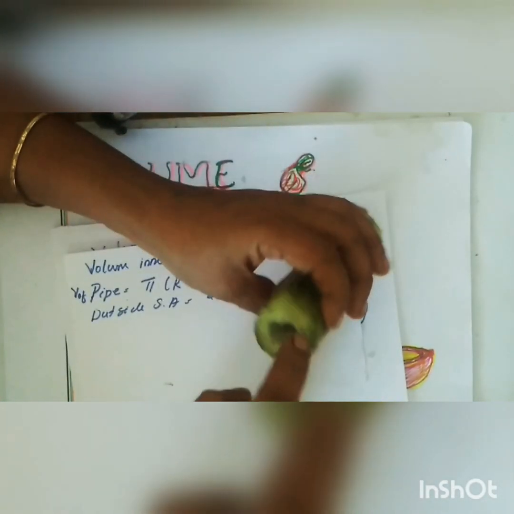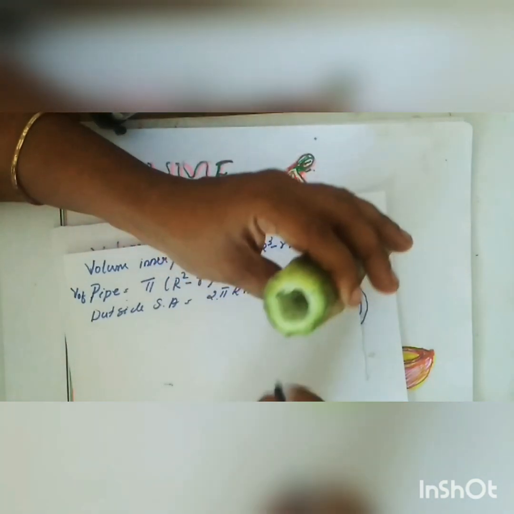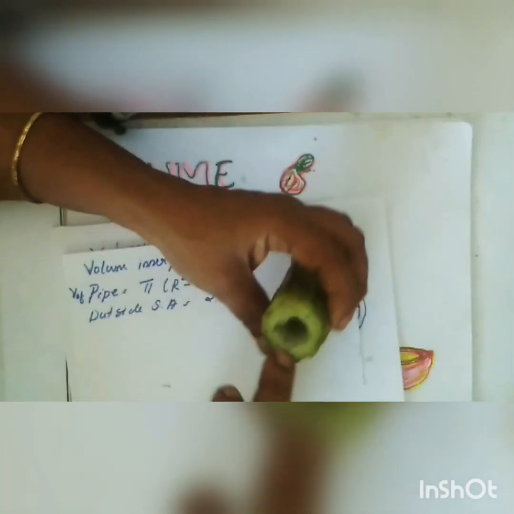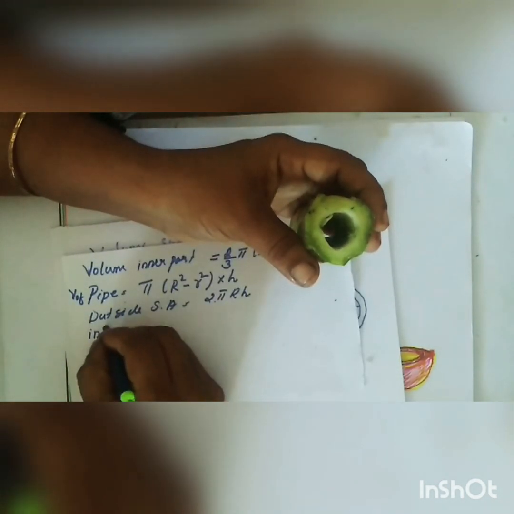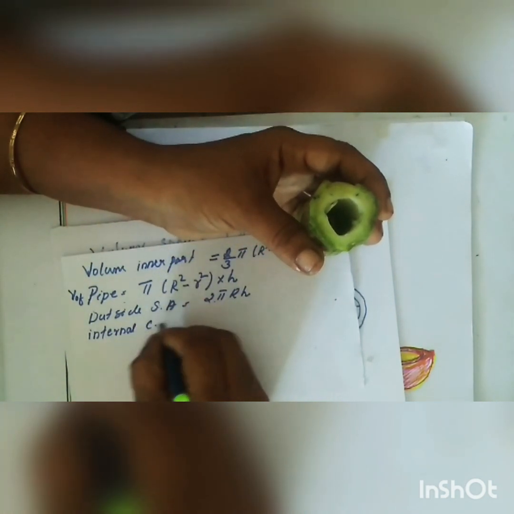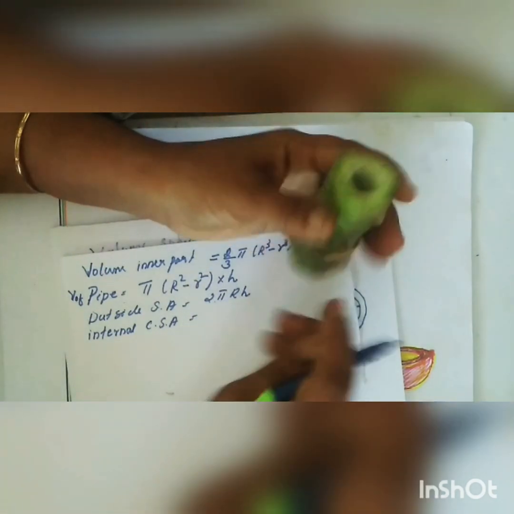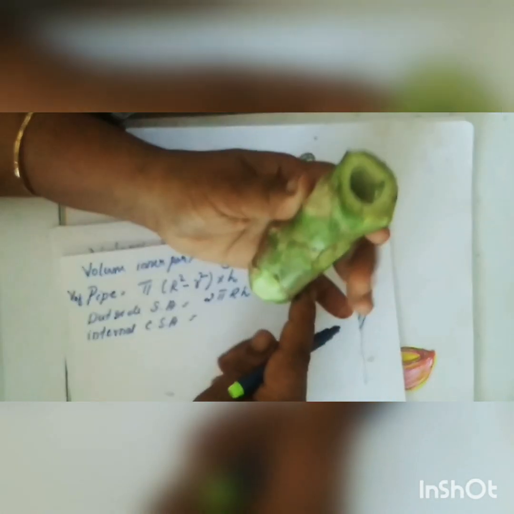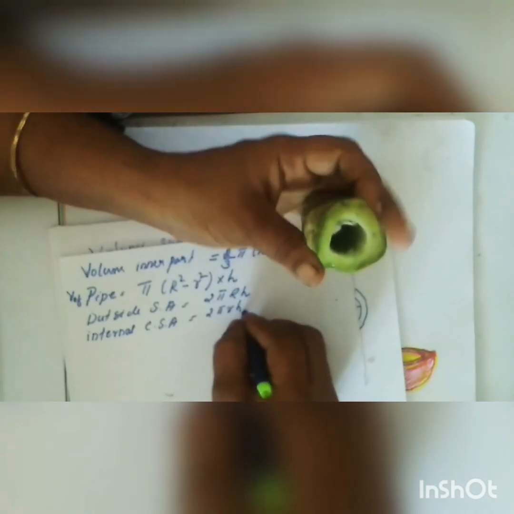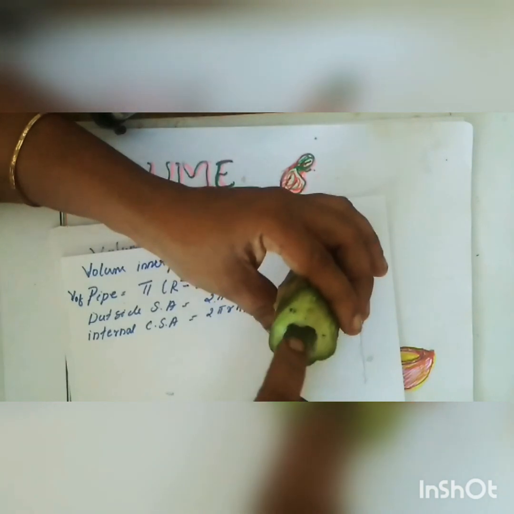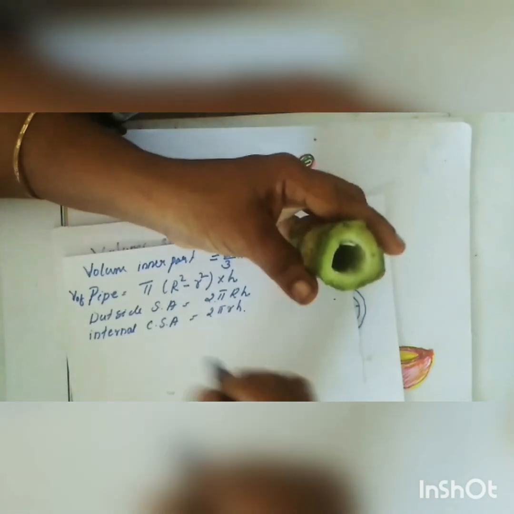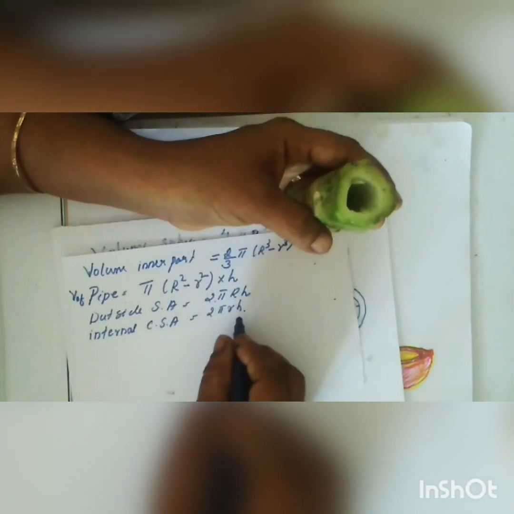And inside, similarly in the internal portion, the internal curved surface area, internal CSA, is equal to 2 pi small r h. This is the external curved surface area, and the internal curved surface area is 2 pi small r h. 2 pi r represents the small circle inside the bigger circle.